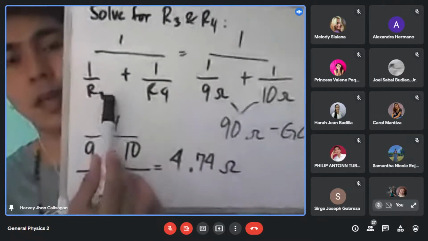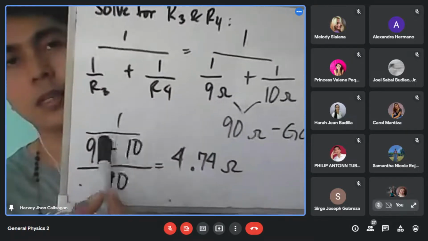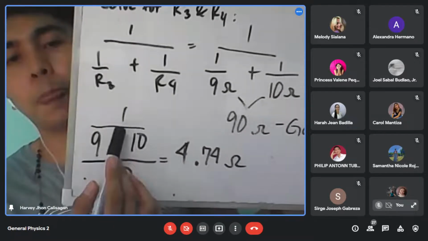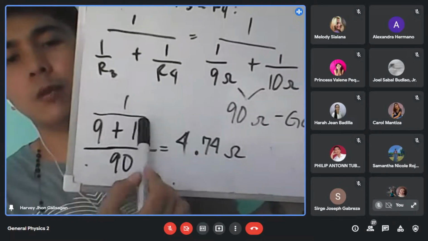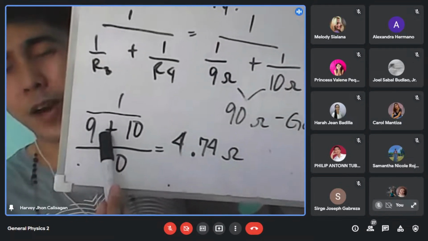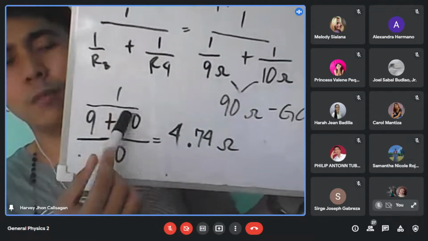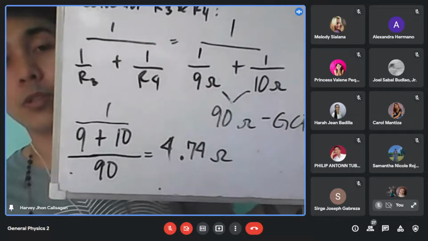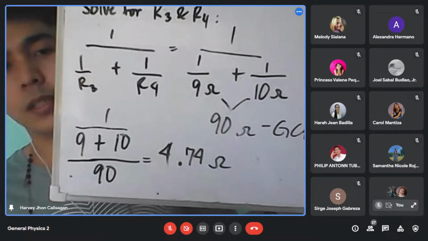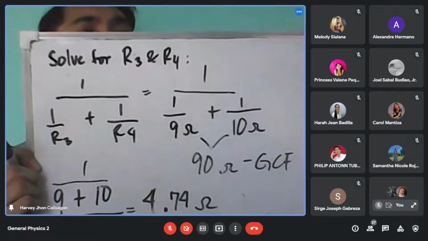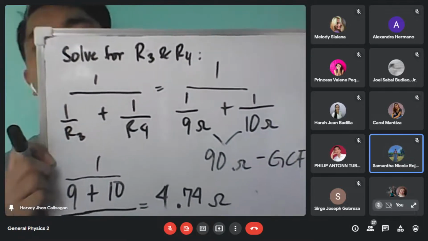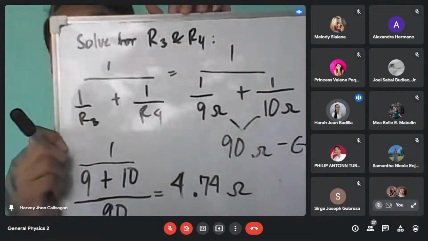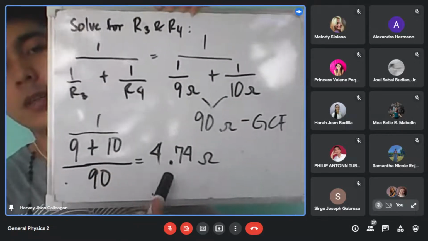Now take note that our numerator is 1. So 1 will be divided by 19 over 90, which gives 4.74, or 4.7 is also okay. Did you understand how to get the total resistance in a parallel circuit? Yes, sir. Okay. Now we have the combined R3 and R4.